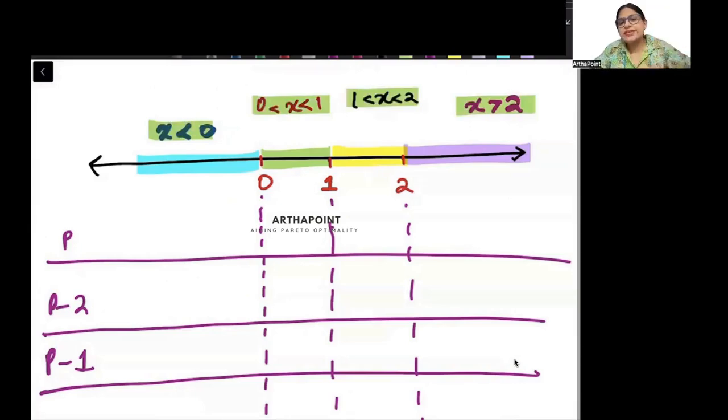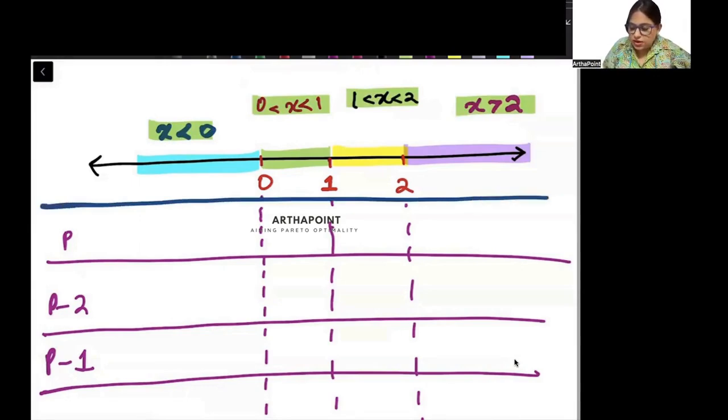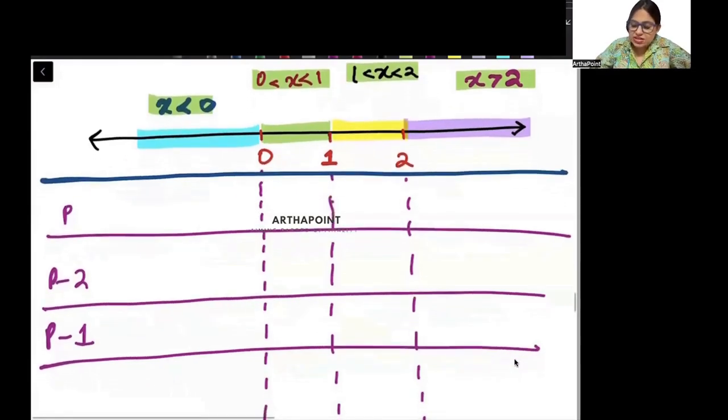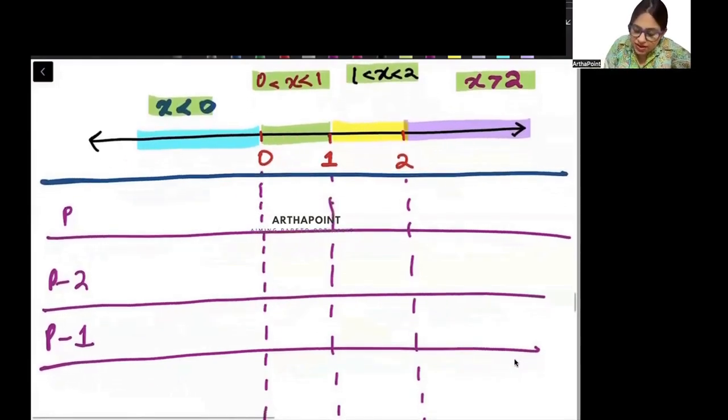Okay? Let us start by evaluating this in the first interval. We will evaluate this in the first interval. So x less than 0, meaning suppose I take x as -1. So if we write the value of p as -1, sorry, instead of x write p, beta. Everything is in terms of p, right?